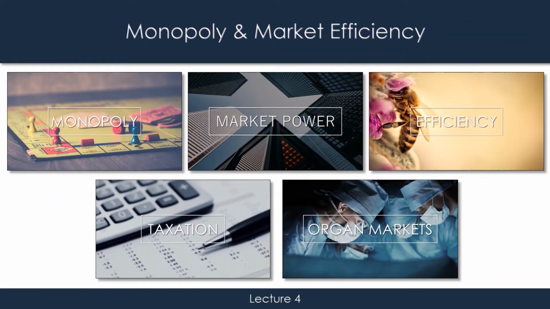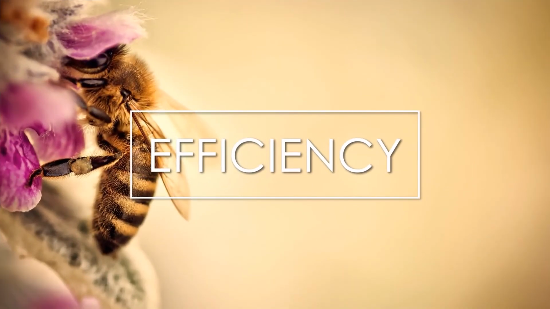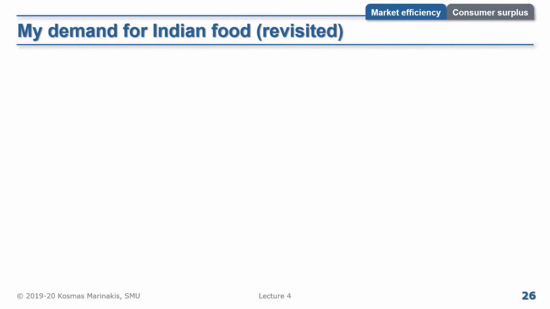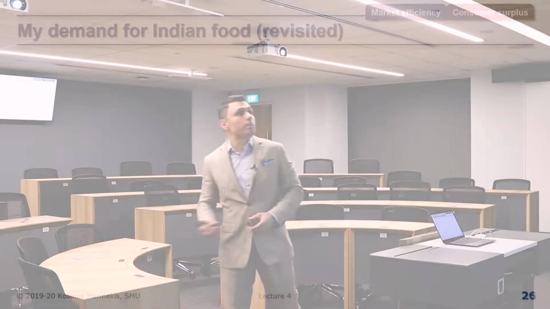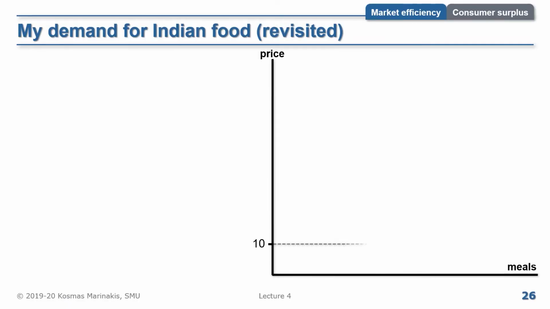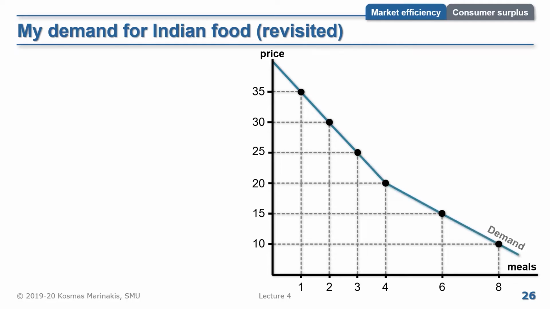All right, so this is the discussion with respect to market power. Let's now jump to efficiency and we'll start evaluating the markets. Let's revisit this slide that we did 2 lectures ago. If you remember this example that we had with the Indian food, and I had given you a demand curve that we derived after I gave you information about my habits to visit that Indian restaurant, and we had come up with something like that.